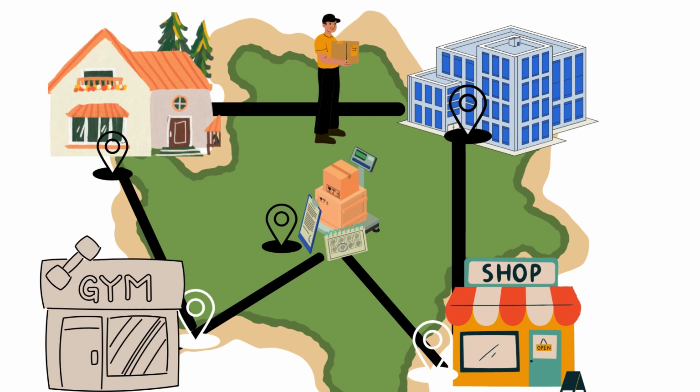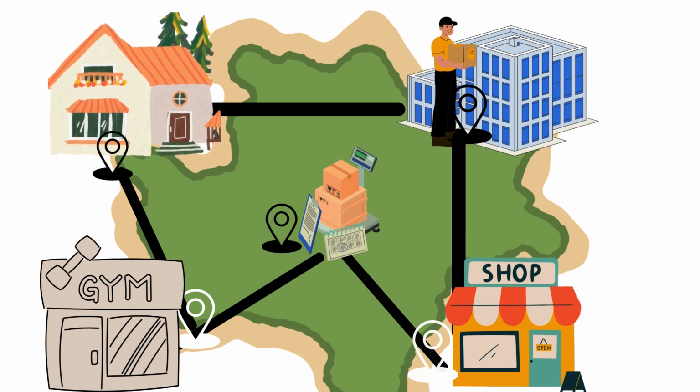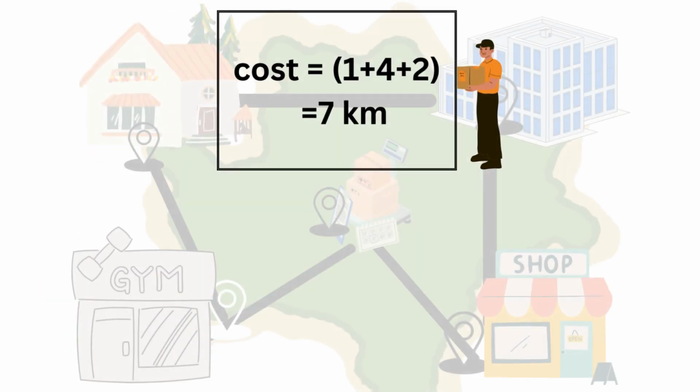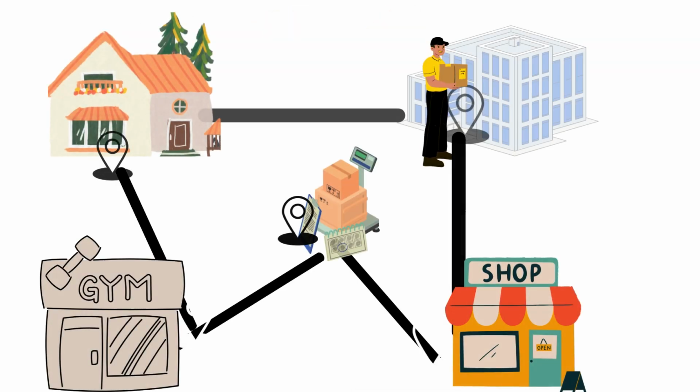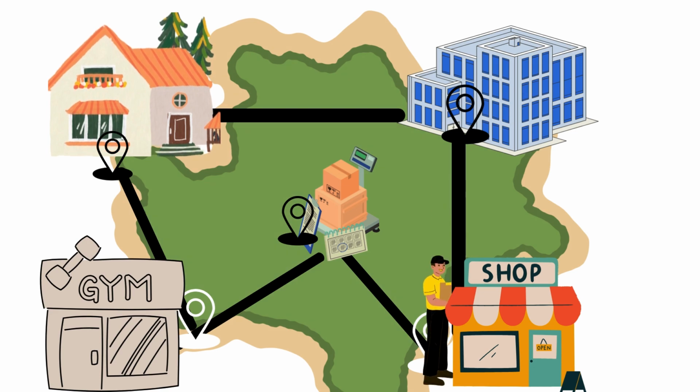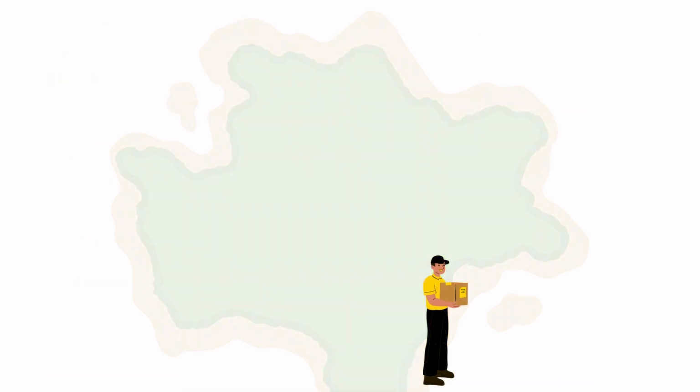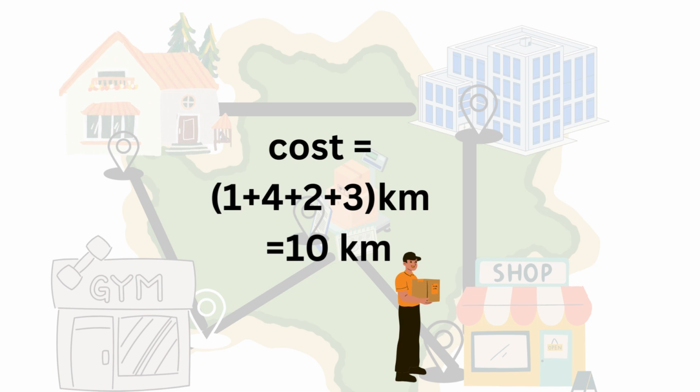Next, from home he visits office. And the cost for visiting is 2 km, which is added to 5 km. Now cost is equal to 7 km. From office the salesman moves to the shop. The cost will change to 10 km as the distance between office and shop is 3 km.